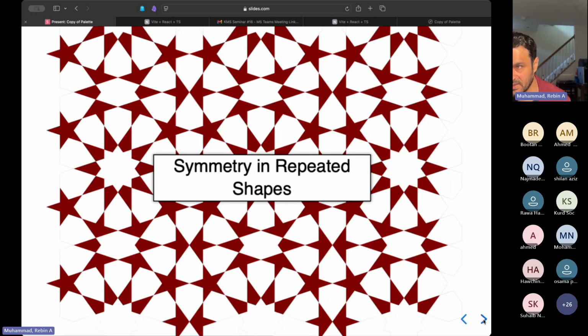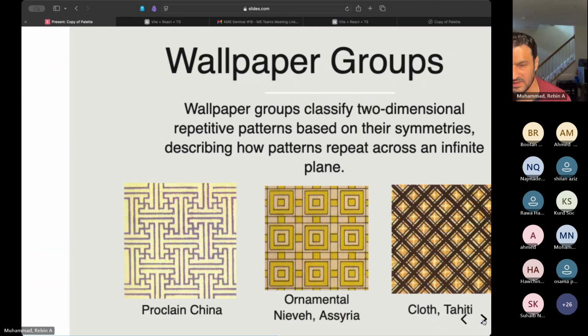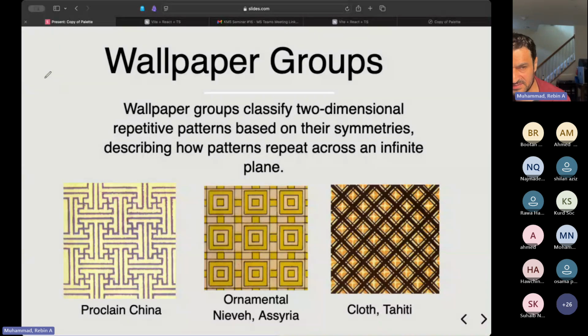Now, this is the one that we want to spend more time on: symmetry of wallpaper groups. Till now we talked about the symmetry of a square, and a square is a finite shape. It doesn't repeat infinitely in all directions. So we want to talk about a geometric pattern that expands everywhere in 2D. This kind of pattern we call a wallpaper group, and we see these patterns expand in every direction.